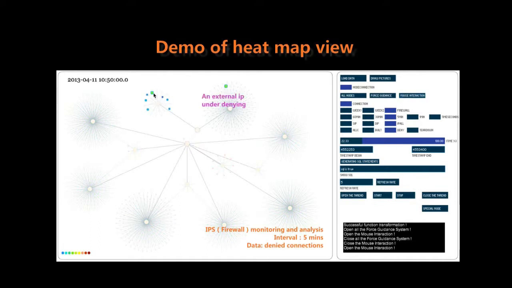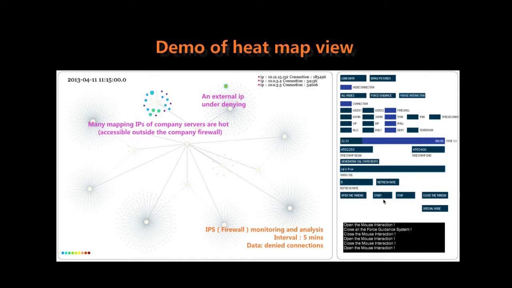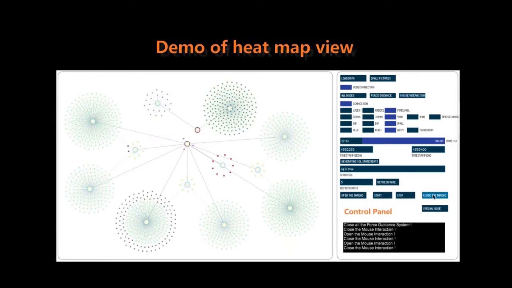By choosing to view the denied connections, the internal mapping IPs and one external IP under denying are apparent in the left area, from which analysts could make the conclusion that an external IP was trying to access the internal hosts but denied.